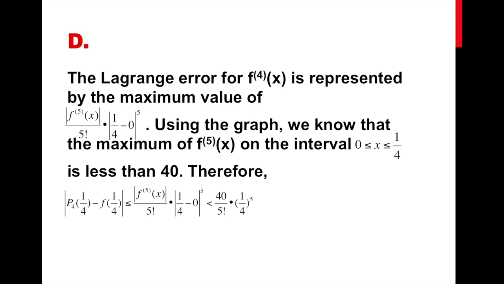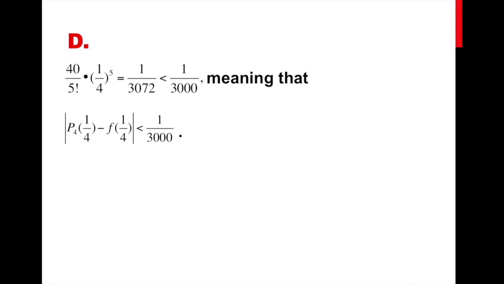Therefore, we know that p sub 4 of 1 over 4 minus f of 1 over 4 is less than the Lagrange error, which is less than 40 over 5 factorial times 1 over 4 to the fifth, because we know that the fifth derivative of x on the interval is less than 40. 40 over 5 factorial times 1 over 4 to the 5 equals 1 over 3,072, which is less than 1 over 3,000. This means that p sub 4 of 1 over 4 minus f of 1 over 4 is less than 1 over 3,000.